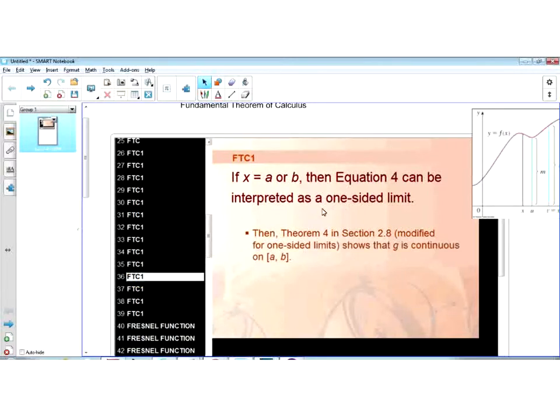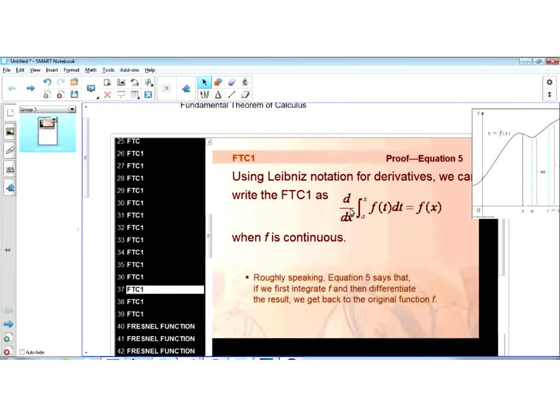If x equals a or b, then equation 4 can be interpreted as a one-sided limit. Okay, all right. So the derivative with respect to x of the definite integral from a to x of f of t dt is equal to f of x when f is continuous. Equation 5 says that if we first integrate f and then differentiate the result, we get back our original function. So differentiation is the undoing of integration.